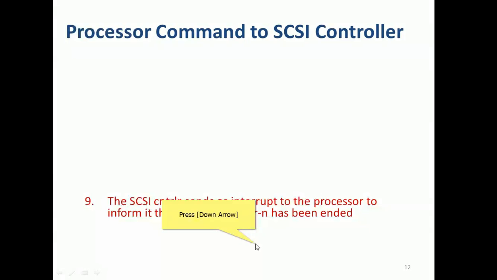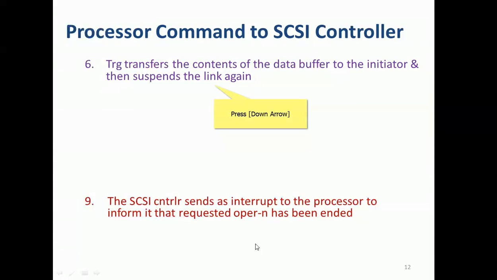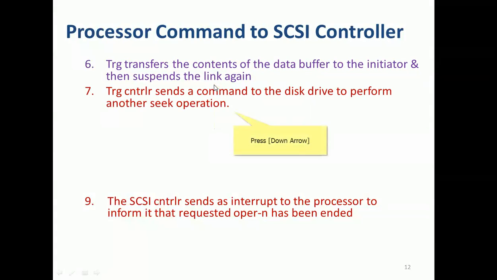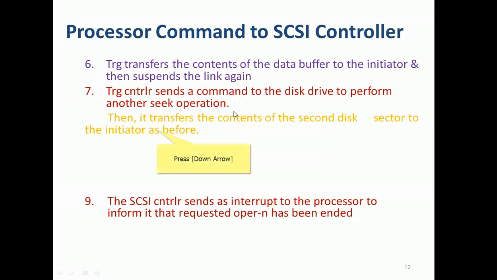Continuing from this, the target transfers the content of the data buffer to the initiator and suspends the link again. The target controller sends the command to the disk drive to perform another seek operation. Once one sector is over, it goes to the next sector, because the data is non-contiguous. So again it has to request the disk controller. Then it transfers the content of the second disk sector, initiating it as we did earlier.